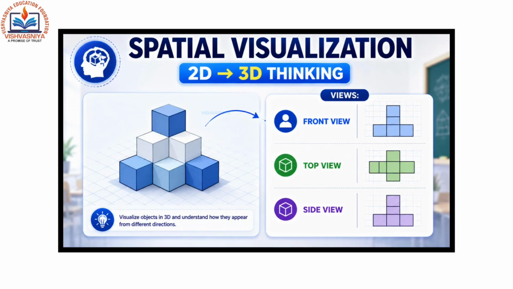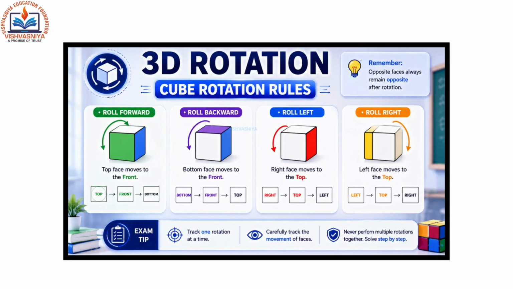Spatial visualization means mentally converting two-dimensional figures into three-dimensional objects. You must imagine how an object looks from different directions. There are 3 important orthographic views. Front view shows height and width. Top view shows width and depth. Side view shows height and depth. These concepts are very important in engineering, drawing, and aptitude tests.